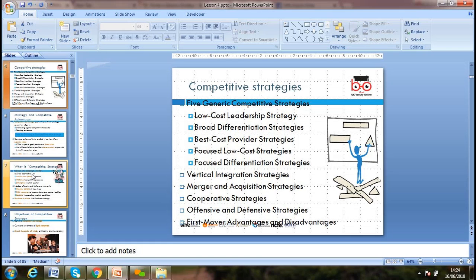Other things, prime location, can be a competitive advantage, because competitors maybe don't have it. We'll discuss today vertical integration and merger and acquisition. A lot of companies, to obtain the competitive advantage for the organization, focus on merger and acquisition. Then cooperative strategies, and we're looking at offensive and defensive. We'll go for offensive, or we can defend ourselves.